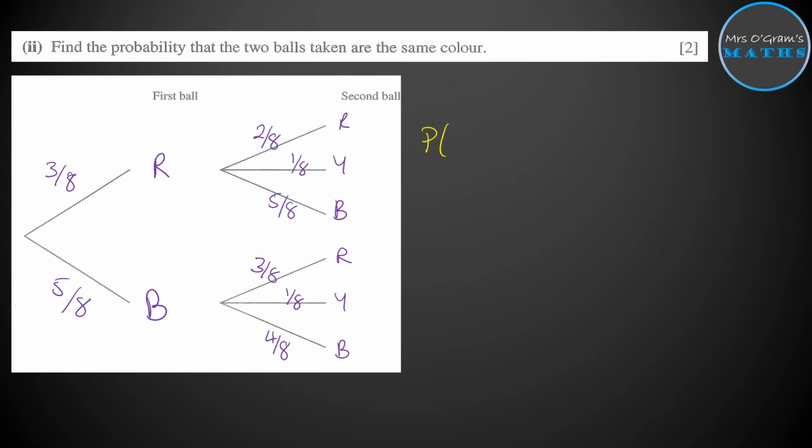Right, for 2 balls to be the same colour, they would have to be red, red, or blue, blue. So we find the probability of those and add them together.